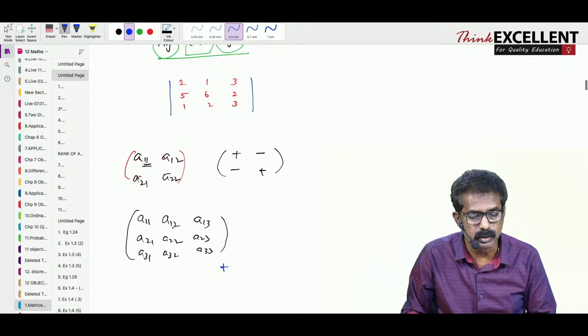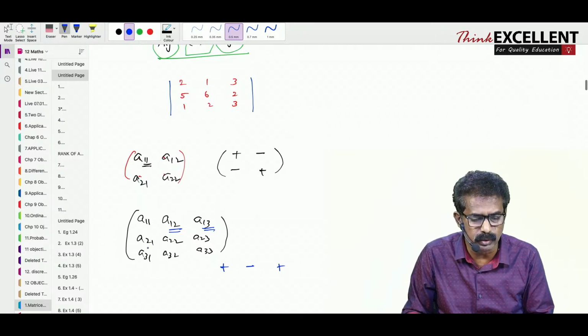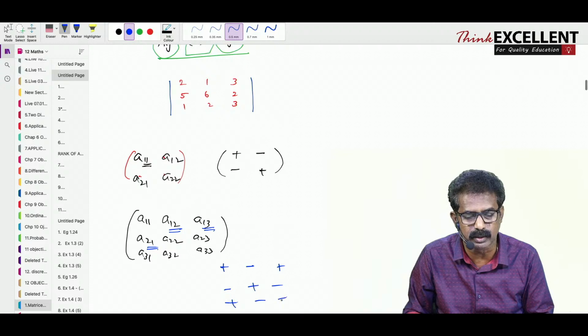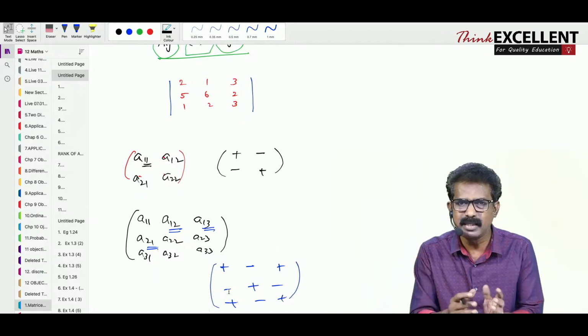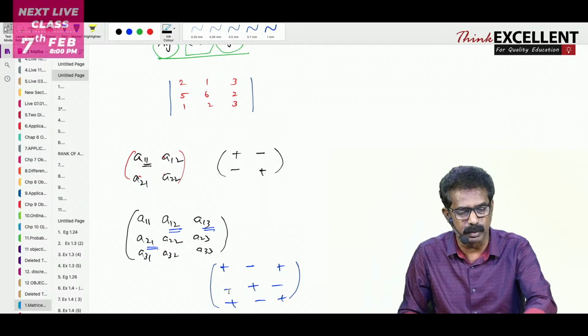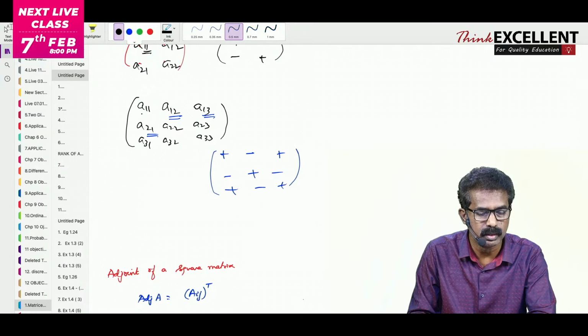So it is positive. 1 plus 2, 3. Negative. 1 plus 3, 4. Even number, right? So positive, 2 plus 1, 3, negative, positive, negative, positive, negative, positive, okay? So alternate plus minus. Then just find the minor. Okay, so that's very important. So later I'll give you one sum to do this cofactor.